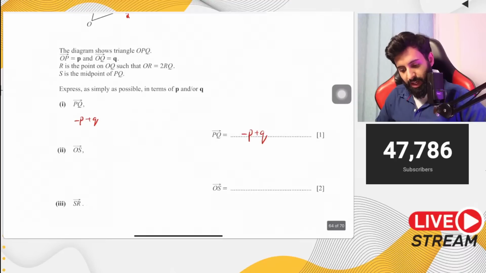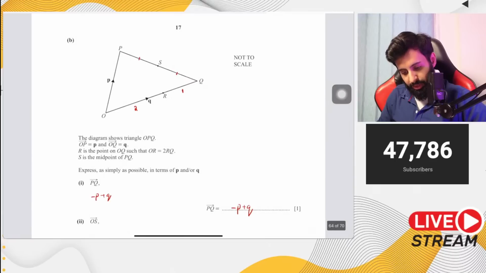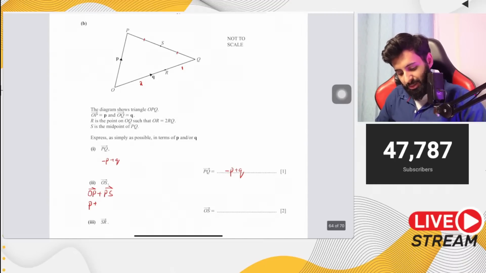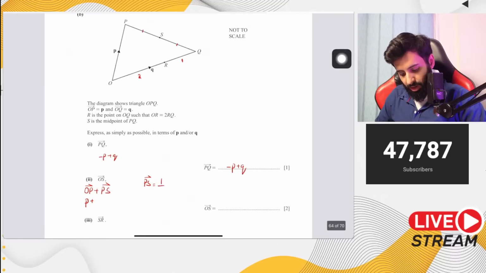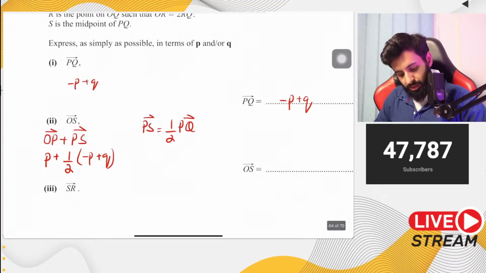Okay, then we have OS. So how do I go from O to S? In order to go from O to S, here's what I can do. I can go from O to P, and then I can go from P to S. As far as OP is concerned, we already have that, but how exactly will I get my hands on PS? Since S is the midpoint of PQ, that means PS will be half of PQ. Now that I know what PQ is, I'll write half as it is, and PQ gets replaced by minus P plus Q.